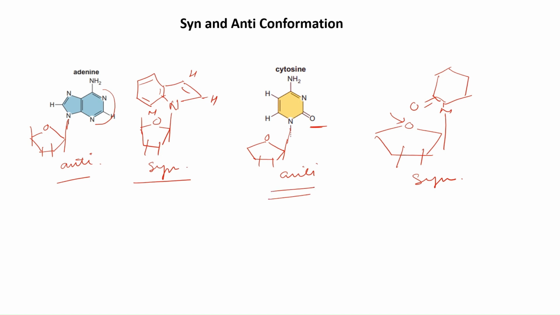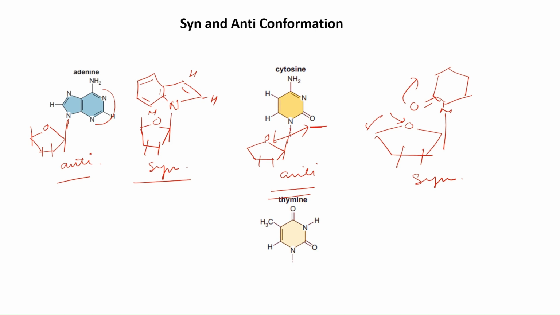Why? Because in case of syn, these oxygens will come close together and because of which they will repel each other, which will disturb the DNA structure. So in case of pyrimidine, it will always be anti-conformation so that the oxygen of ribose sugar and the oxygen of the cytosine should be placed apart. Same will work for the thymine also.